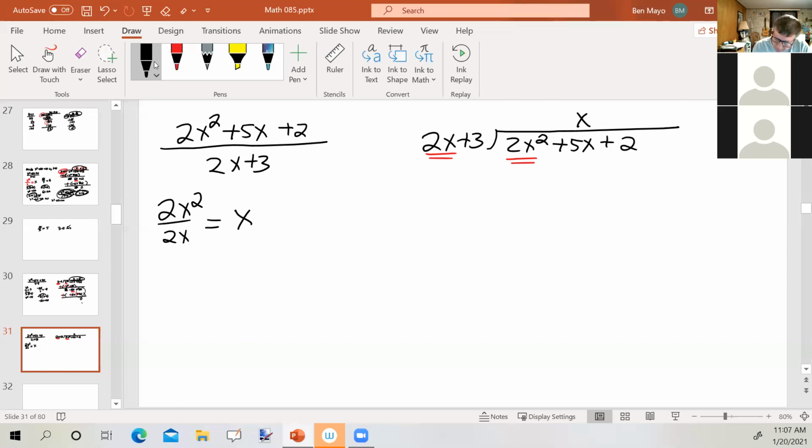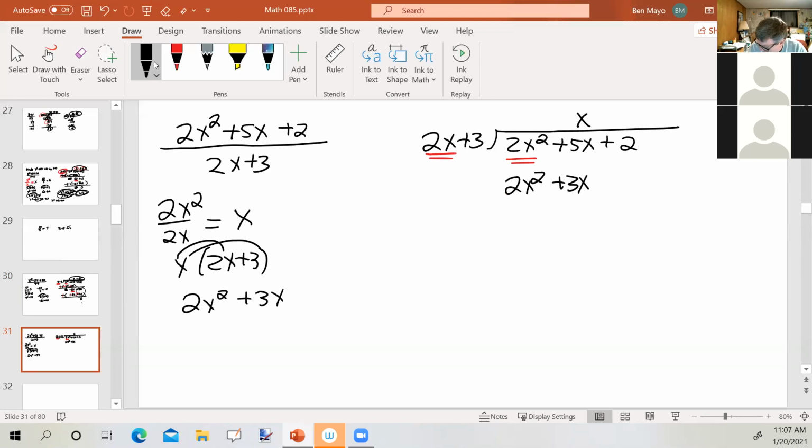Okay. Then we're going to take x times 2x plus 3, and we're going to get 2x squared plus 3x. So 2x squared plus 3x. Okay. We're going to subtract that quantity from what's up above. We'll distribute the subtraction sign or change it to addition of the opposite. 5x minus 3x is 2x. 2x squared plus negative 2x squared is 0. So I get 2x. Then I'm going to bring down the next term and start all over.